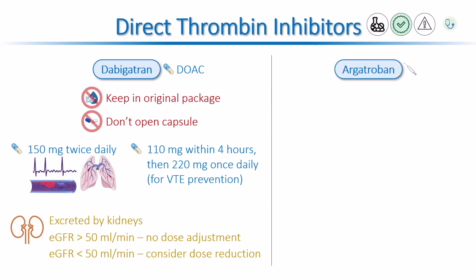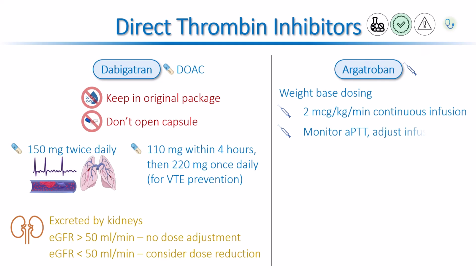Dosing of argatroban is different. It is weight-based dosing. It is used in prevention and treatment of thrombosis caused by HIT, as well as in patients with or at risk for HIT who are undergoing percutaneous coronary intervention. Argatroban is given at 2 micrograms per kilogram per minute as a continuous infusion. Then we adjust the rate of infusion by monitoring APTT. This drug is cleared through the liver, and not the kidney, and thus it can be used in patients with kidney disease with no adjustment of the starting dose.